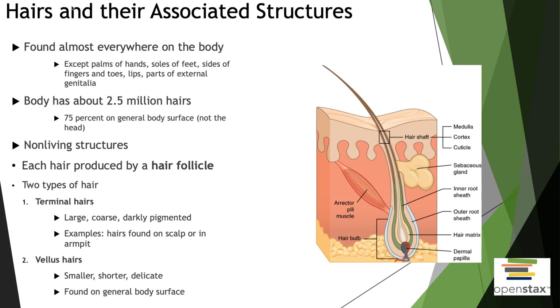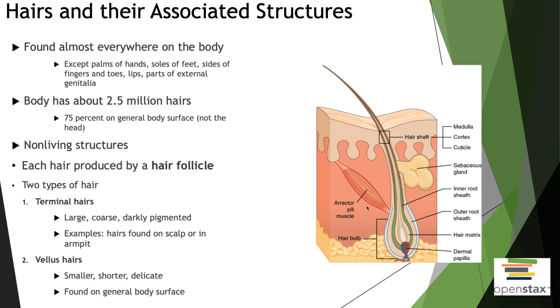You have the root hair plexus, which are sensory nerves that surround the hair bulb and give the hair the ability to detect touch. Associated with each hair follicle is a bundle of smooth muscle cells called the arrector pili muscle. You can see that here. These muscles will contract and cause hairs to stand up or become erect. It's also the muscle responsible for goosebumps. The human body has about 2.5 million hairs, and about 75% of them are on the general body surface and not on the head. Hairs are non-living structures composed of keratinocytes.